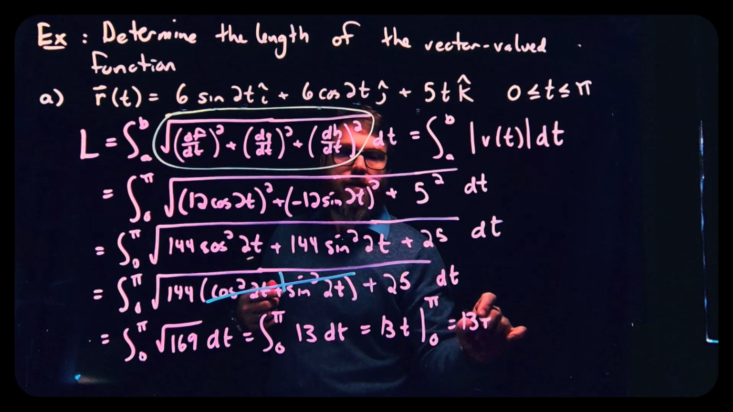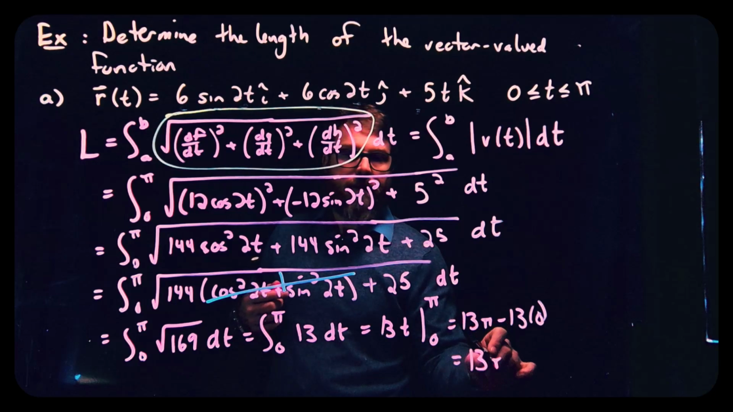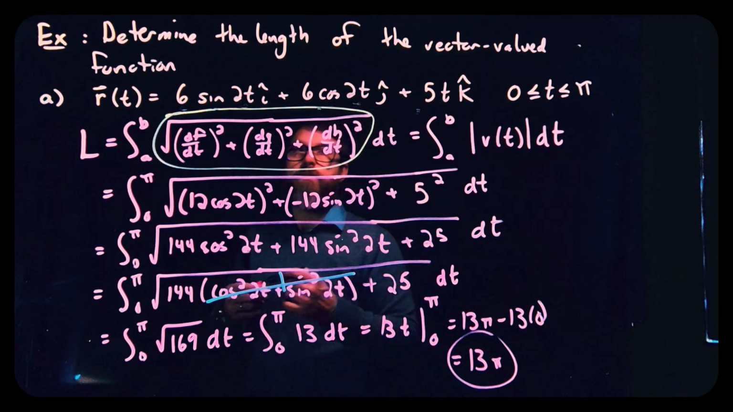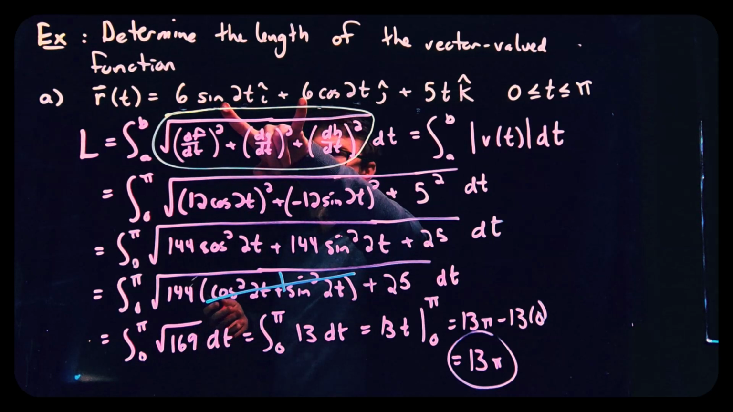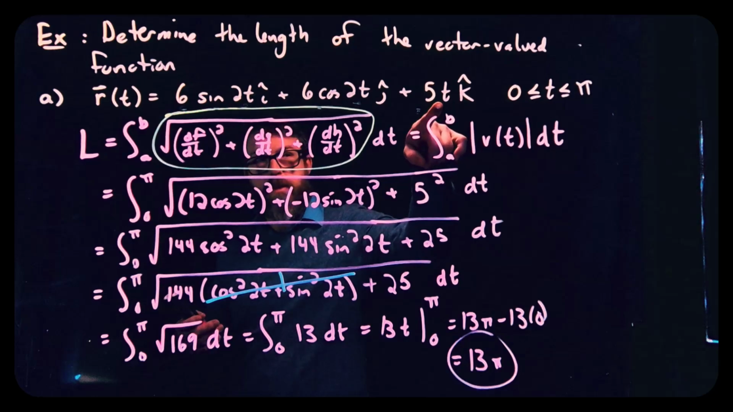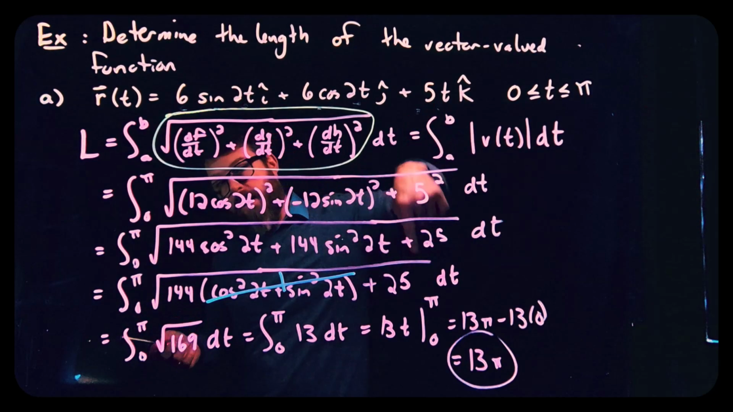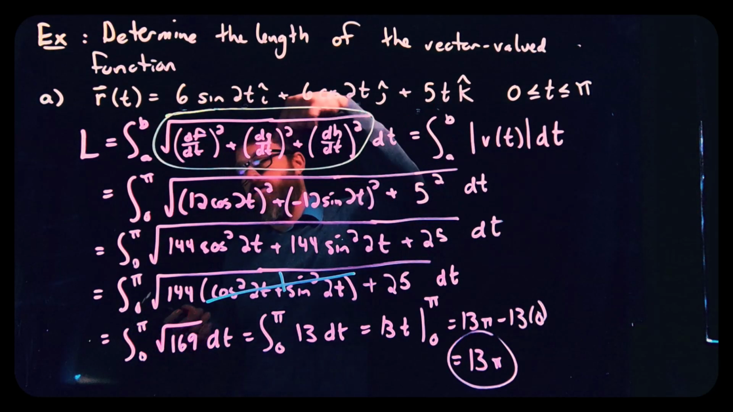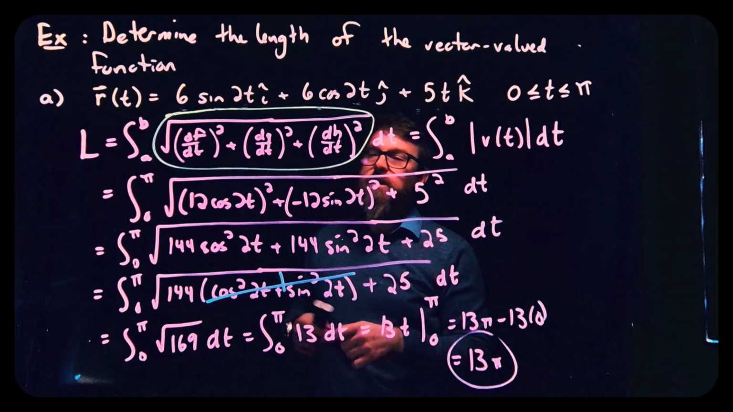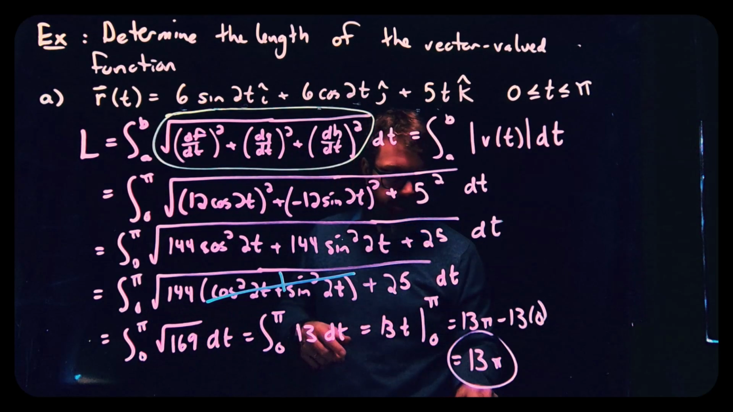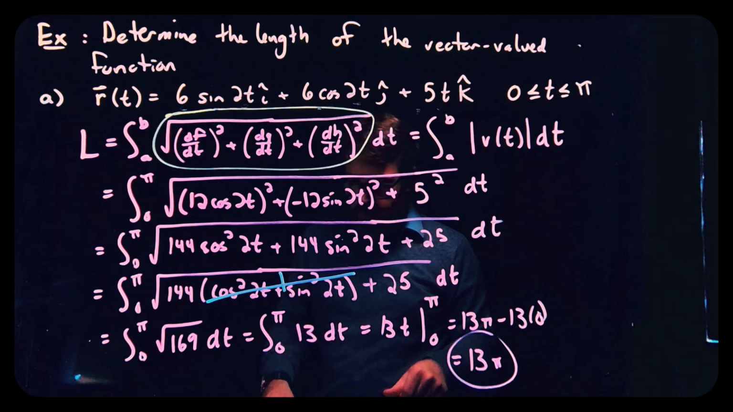So 13 times pi minus 13 times 0. So our answer is going to be 13 pi. That's going to be the length of this curve. So again, this is circular in the xy plane, but this thing goes up linearly. So really what we have here is a helix that goes one full revolution, and the length of this helix is 13 pi. All right, one more example, and then we'll end this.